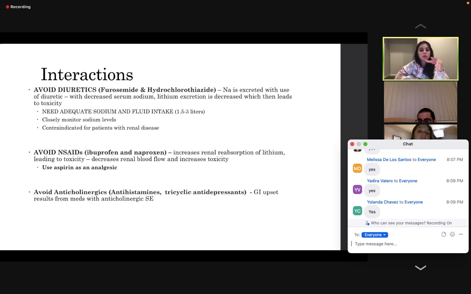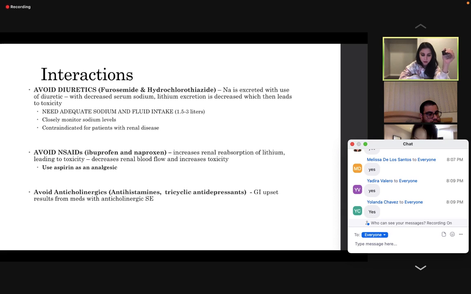Lithium is contraindicated for patients with renal disease. Absolutely lithium and renal disease. Remember, it gives you renal disease. So if they already have kidney failure or some form of kidney disease, nope. We're also going to avoid NSAIDs, ibuprofen, naproxen. We don't want that. It increases renal reabsorption of lithium. Remember, we want it excreted. We don't want too much of it. We got to stay up until 1.4. It leads to toxicity, decreases renal blood flow, and increases toxicity. So if they need some form of pain relief, aspirin is the way to go.